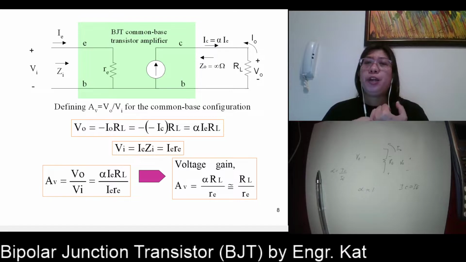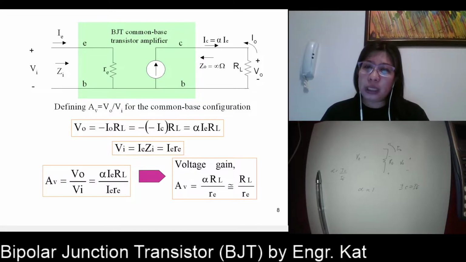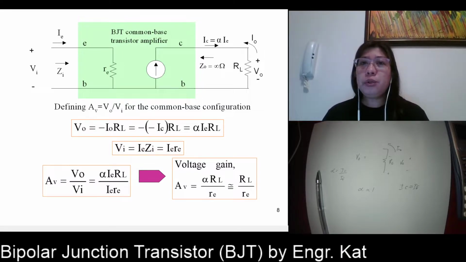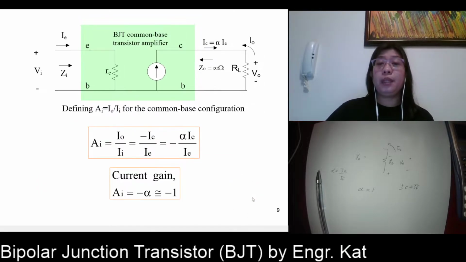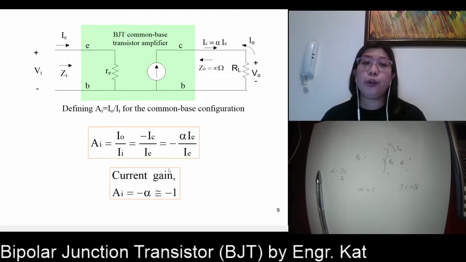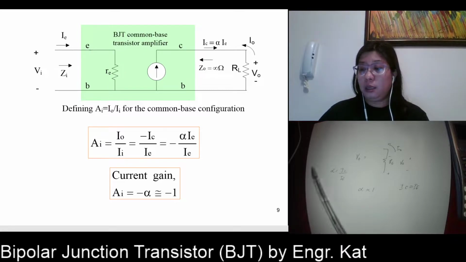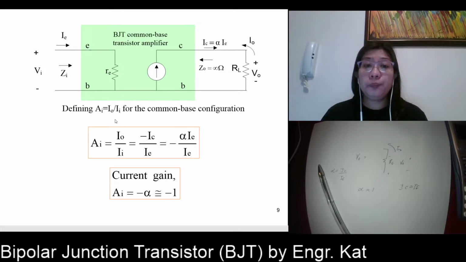So we have ZI, which is equal to RE, and ZO, which is infinite, and then we have the voltage gain, which is equivalent to the load resistance divided by RE. And then lastly, we're going to define the current gain. Current gain is equivalent to IO, the output current divided by the input current.